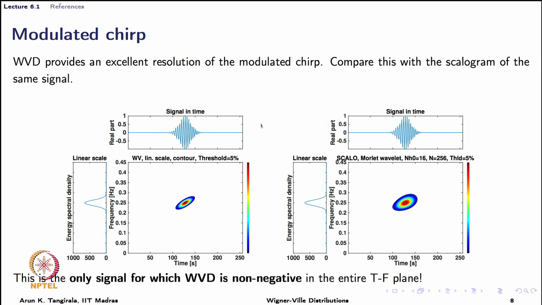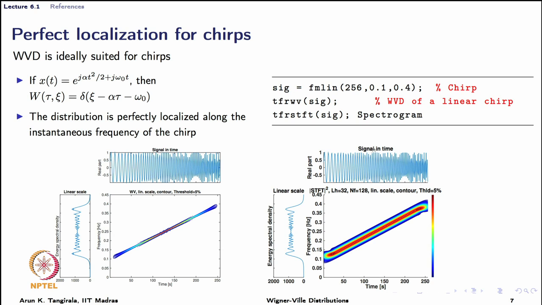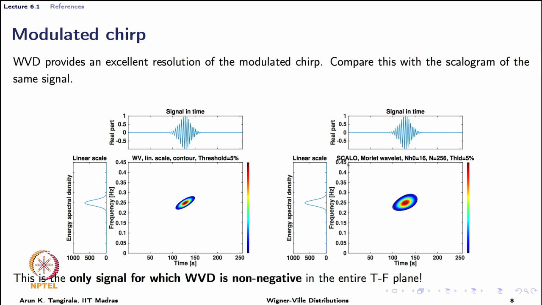Great. So, now what about a modulated chirp? Again, the modulated chirp is special, first of all because the WVD provides an excellent resolution of the modulated chirp. What we mean by modulated is amplitude modulated chirp. I have taken this chirp signal, for example here, and multiplied this with a Gaussian wave, Gaussian amplitude modulation that only exists over this period of time, as a result of which I have this amplitude modulated chirp. The Wigner really looks very nice because it has perfectly localized the frequency as well as the time.